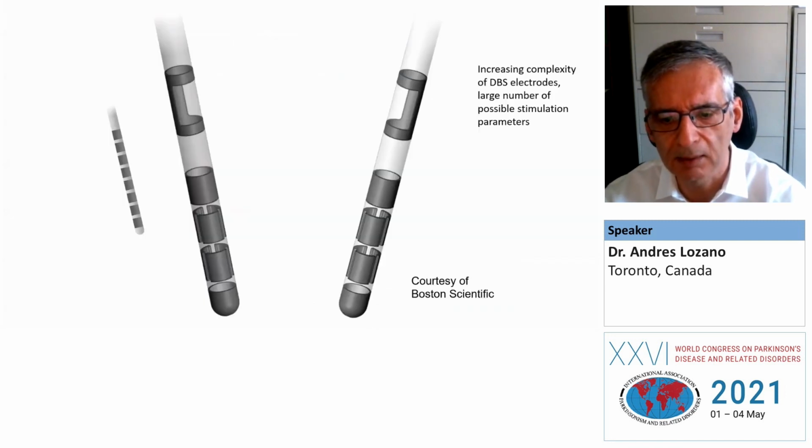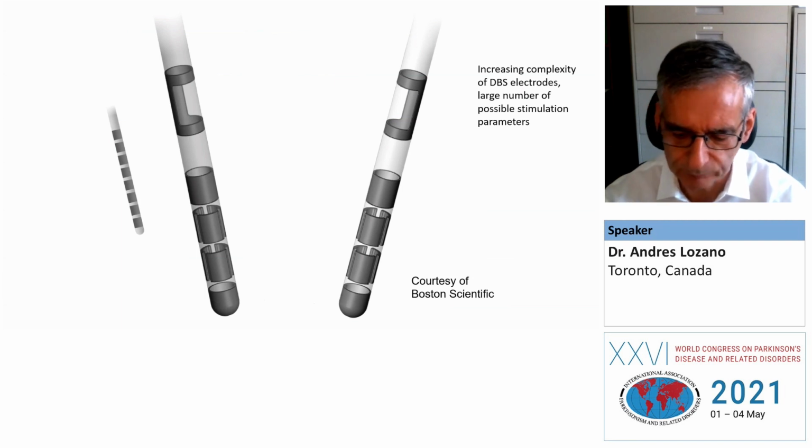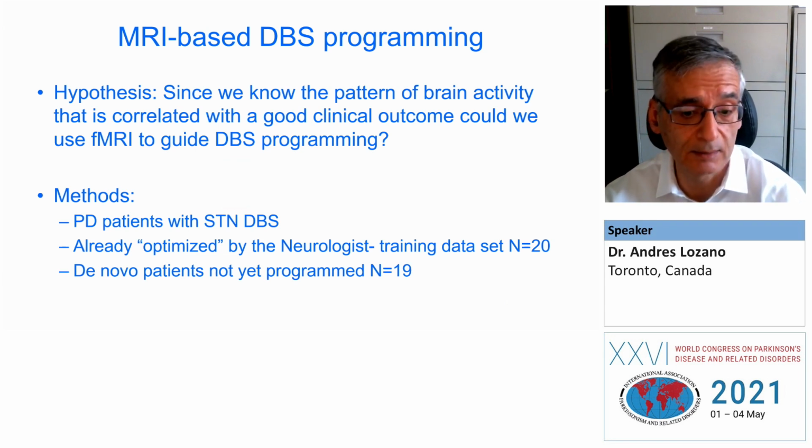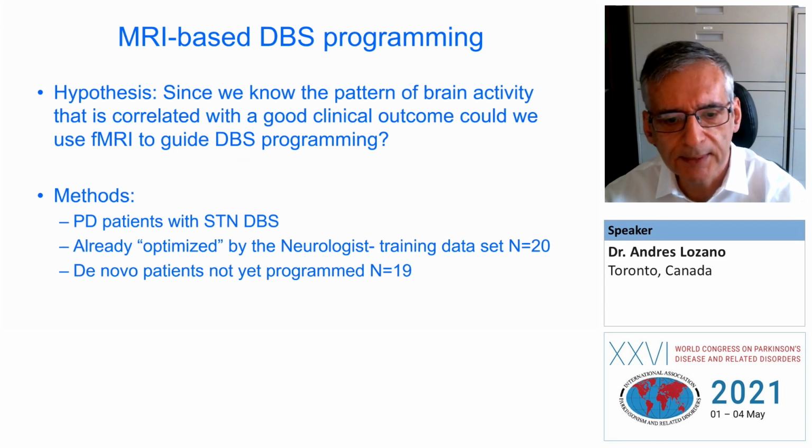Furthermore, with the introduction of now multiple segmented electrodes, the complexity of the programming becomes even more challenging because there are many more combinations. So the idea then is, can we use fMRI to program the patients? And here the endpoint will be to achieve a fMRI signature to then, instead of a clinical response, guide the programming. And we've done this by choosing the 20 patients that I've told you about already as the source data. And then we prospectively studied 19 de novo patients who had not been programmed to see if one could use the fMRI to choose the optimal stimulation contact and parameters.